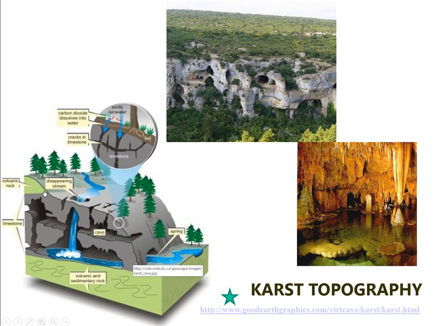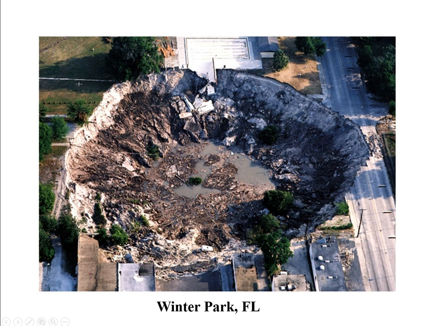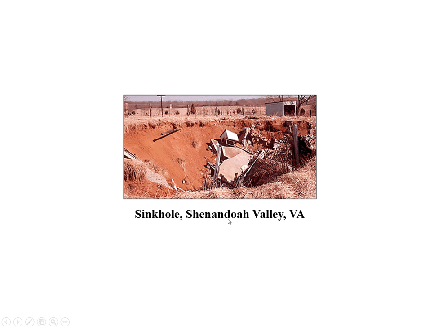Karst topography, again, another image, disappearing stream going into these caves. More caves. This is a sinkhole. This is one in Winter Park, Florida. Florida is also known for many sinkholes. It's a nice, good size. This is a 4-lane highway here. Tree that fell in. This is part of a warehouse that fell in. This is a sinkhole in Shenandoah. Again, you want to be careful where you're building in a karst topography.